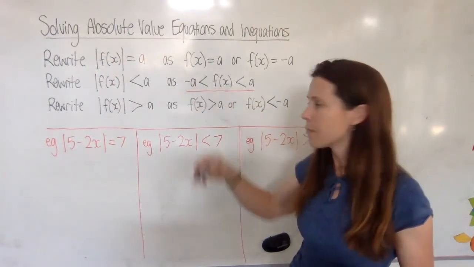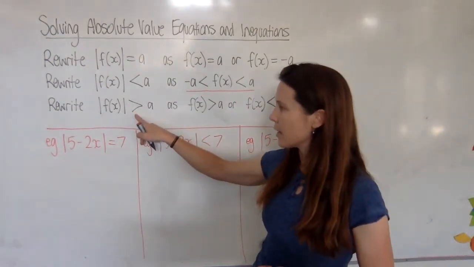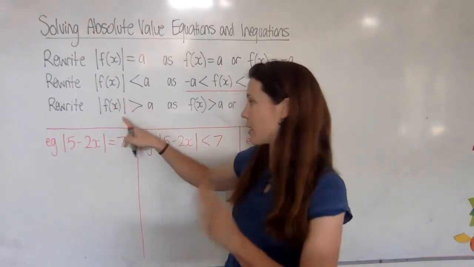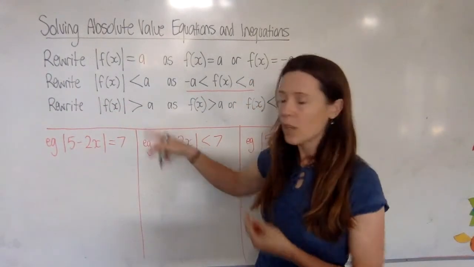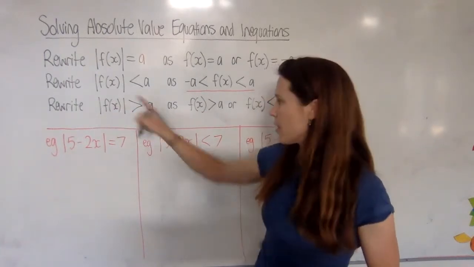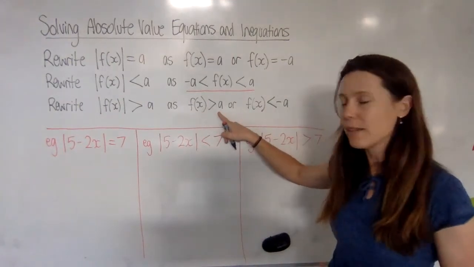Does that make sense? Now if you have a greater than sign here, then what you're saying is the absolute value of f of x is really big. It's even bigger than a. So if it was a positive value, all of this anyway, then it would be a bigger positive number than a. In other words, f of x would be bigger than a.